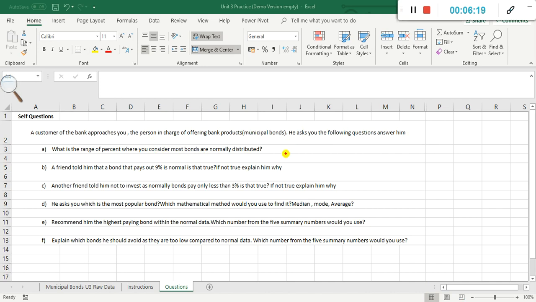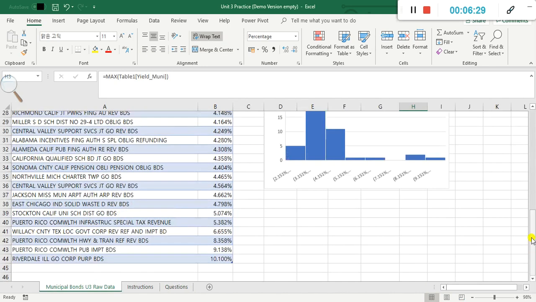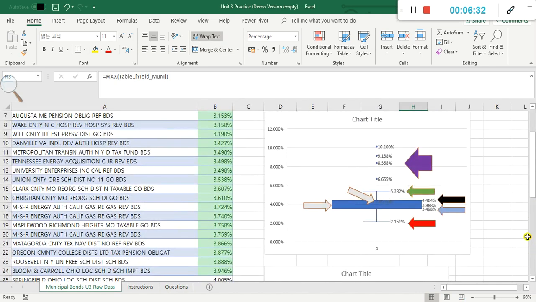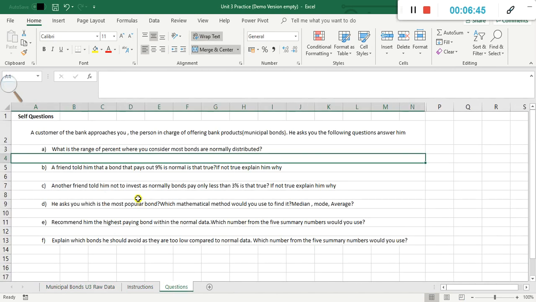So there you have to look at your box plot and tell them where the majority of the data is, which bonds are normally distributed and which ones are not so much. And that's going to lead us to the next question.